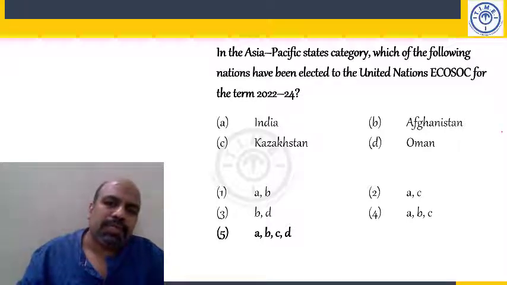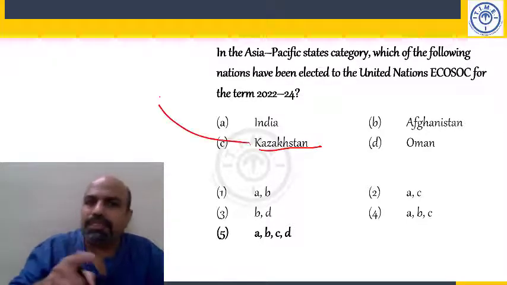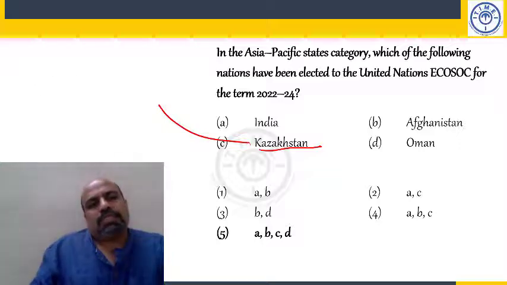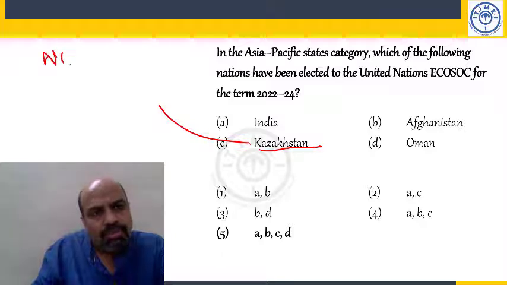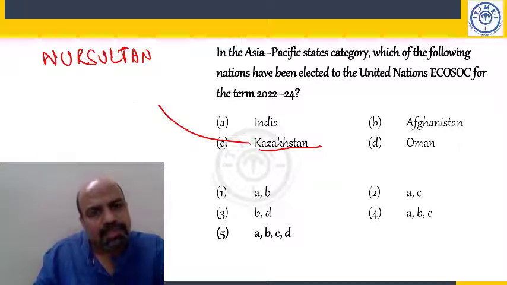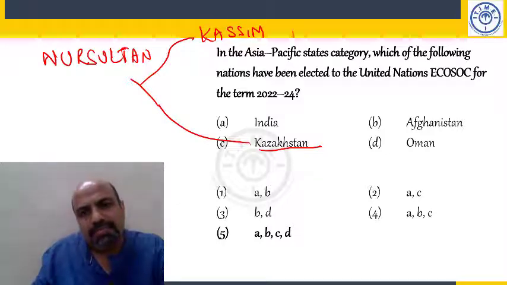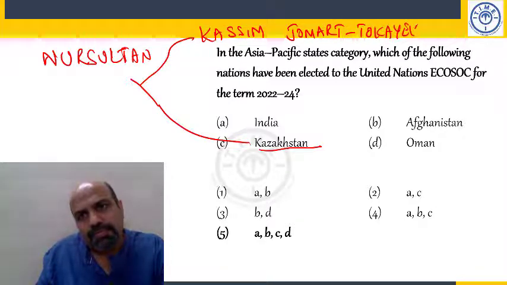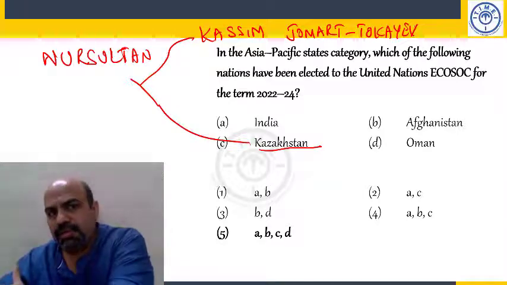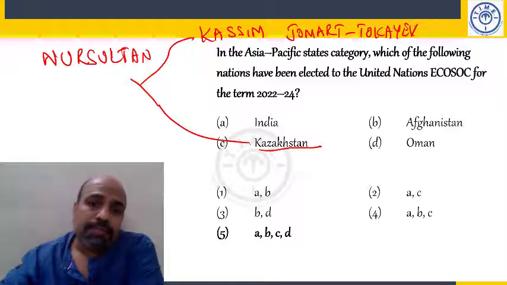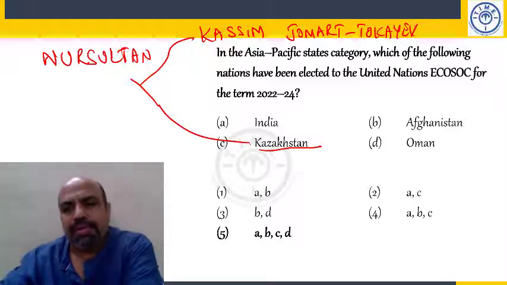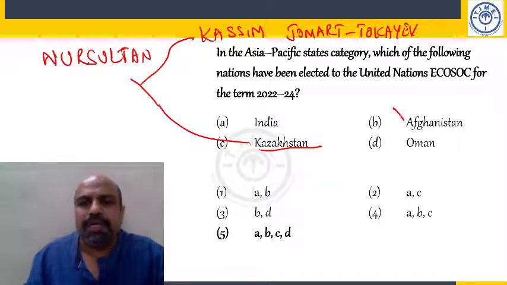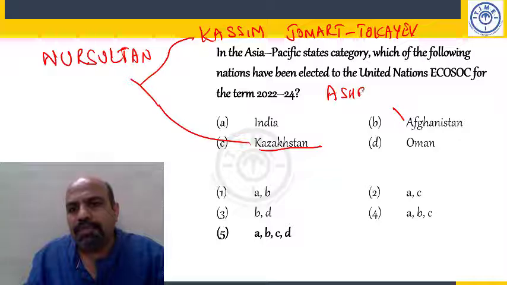I will just tell you about one particular country here, Kazakhstan. We mentioned it a while ago. Kazakhstan, the capital is Nur Sultan. Normally, I don't think of all this before sitting for this kind of session, but if I don't tell you, then I will feel very bad. Kasim Jomart Tokayev is the president of this country. Nur Sultan is the capital, and the president is Kasim Jomart Tokayev. Enough, yeah. Chalo. And Afghanistan's president is a guy called Ashraf Ghani.